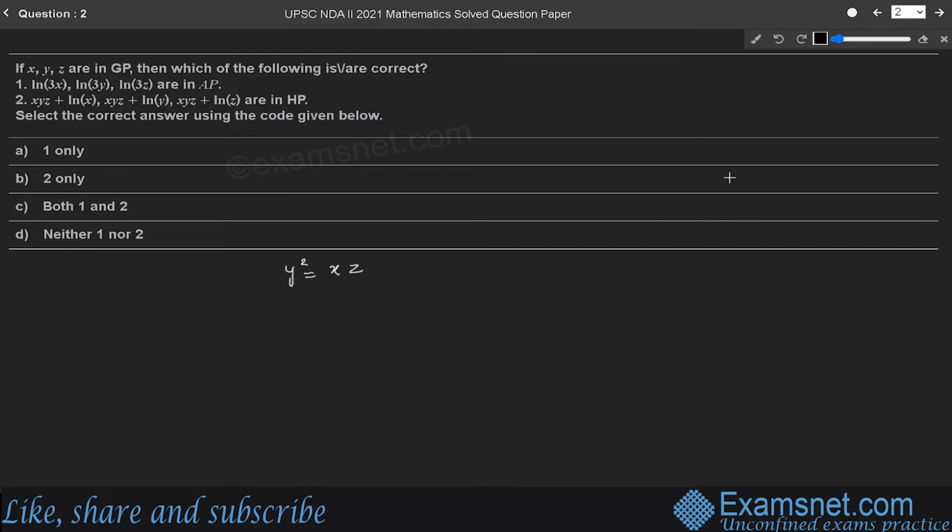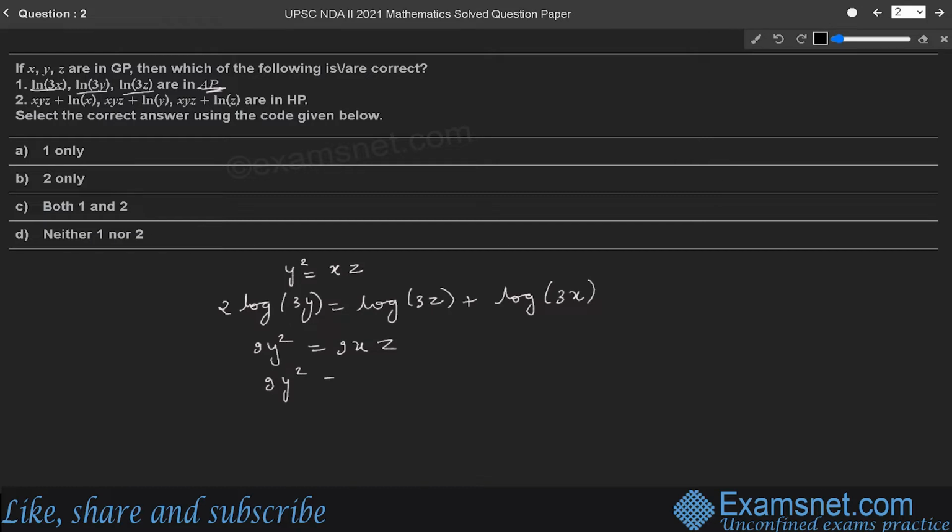Now let us talk about the first statement. First statement says that log 3x, log 3y and log 3z are in AP. It means that it can be written as 2 log 3y is equal to log 3z plus log 3x. On further solving, it will be 9y square is equal to 9xz. So 9y square will be equal to 9xz. Then y square will be equal to xz, which is correct.